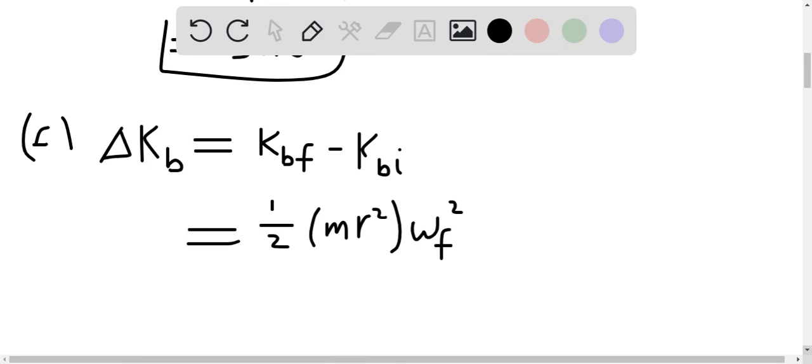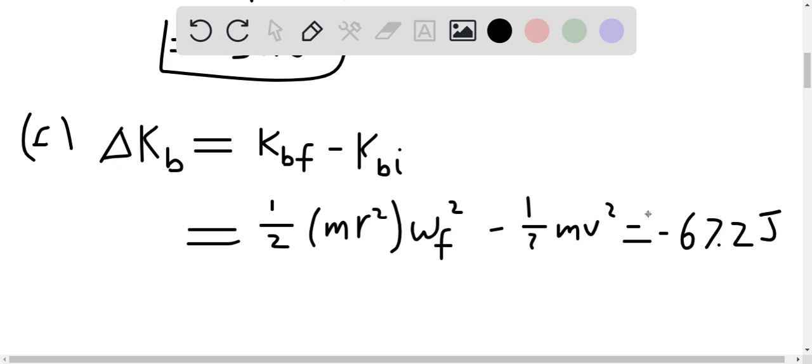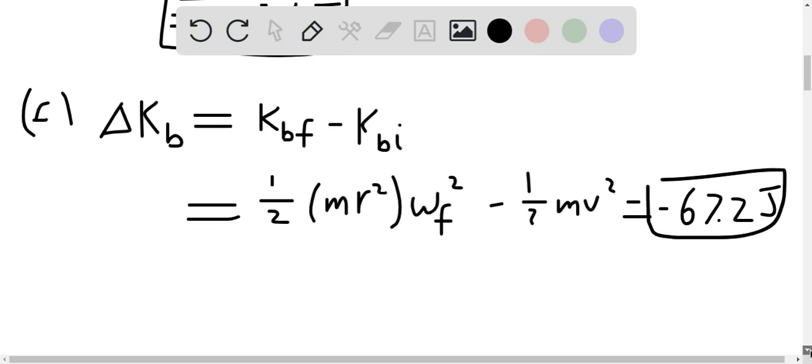So now back to part C, we have 1/2 m r squared times omega final squared minus 1/2 m v squared for the boy. That was the initial kinetic energy. So plug these values in and find that delta K B is negative 67.2 joules. So he's losing a lot of energy. And we can box it in as our solution for C.